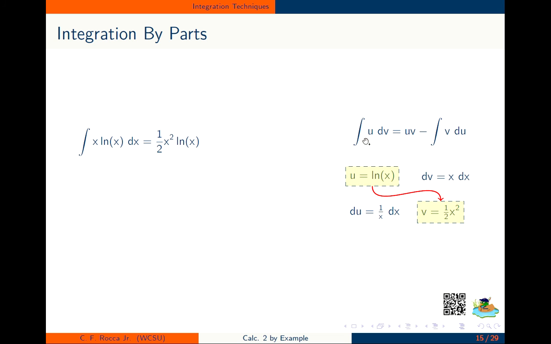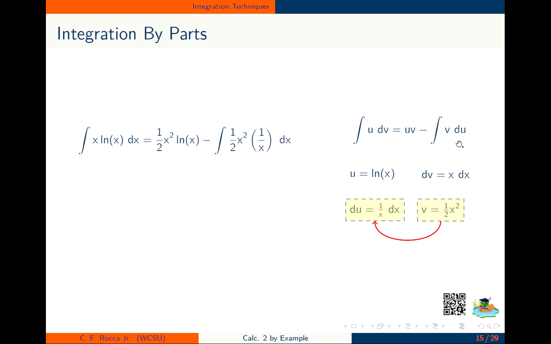So first, we need to multiply u times v. So that'll be natural log of x times 1/2 x squared. And then I need to subtract off the integral of v du. So in this case, that'll be the integral of 1/2 x squared times 1 over x dx.